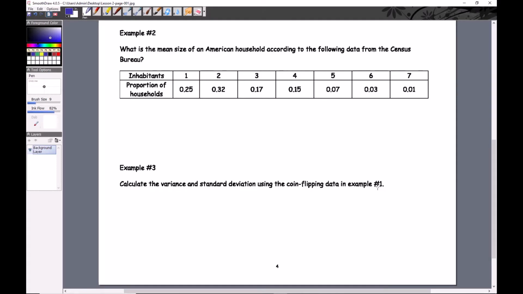So we can scoot down to the next one, and we've got: what is the mean size of an American household according to the following census data from the Census Bureau? We've gone anywhere from 1 up to 7 with associated probabilities. So this time, I think I will go ahead. Oh, and by the way, do you happen to notice that most of your probability is pretty well bunched on the low end? So let's start out. I'm just going to call this E of X, just to be a little different. That'll be 1 times 0.25 plus 2 times 0.32 plus 3 times 0.17, and you just keep going like that.